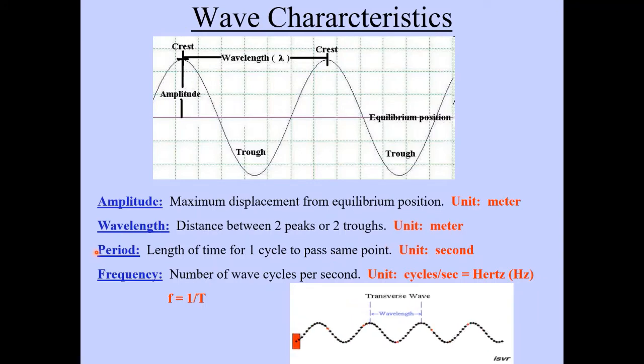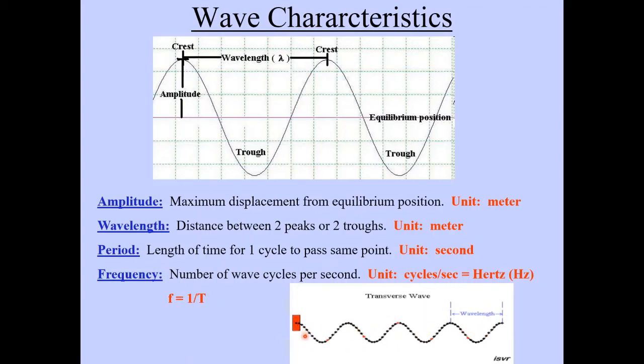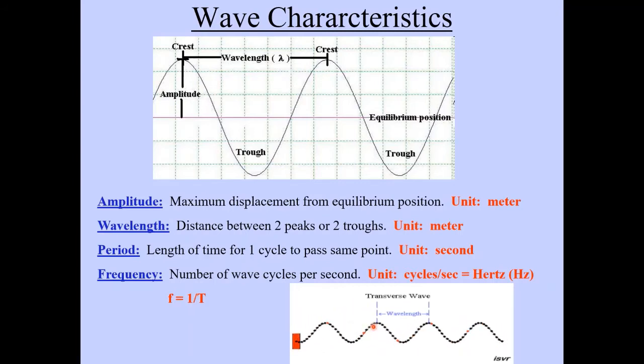The period of a wave is the length of time for one cycle to pass the same point. So if we look at this wave here, you can think of this as a rope, and we're wiggling one end of the rope, and we're making these wave pulses travel down the rope.